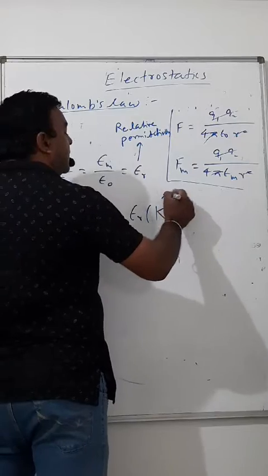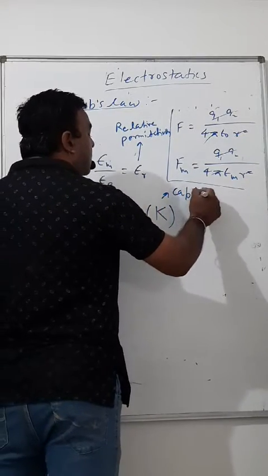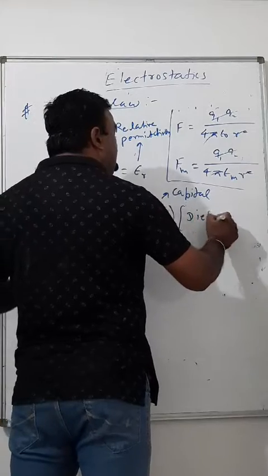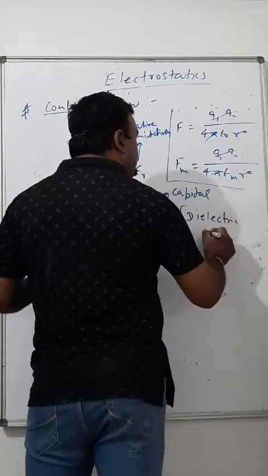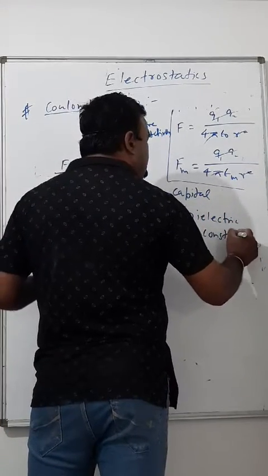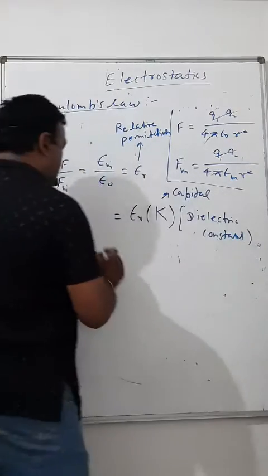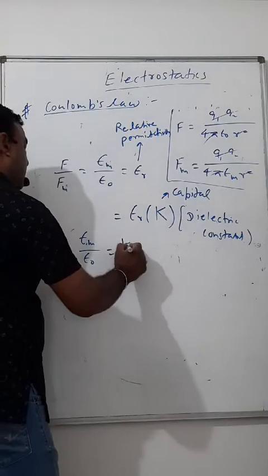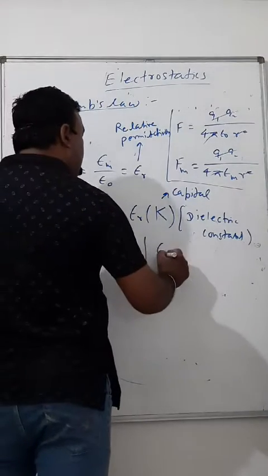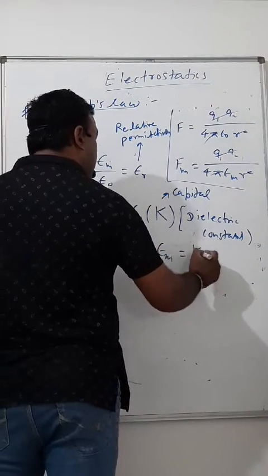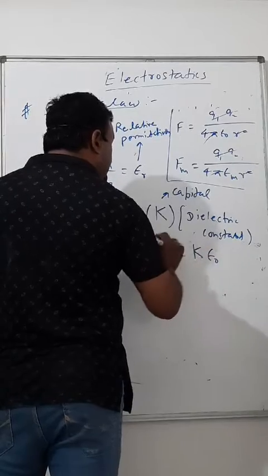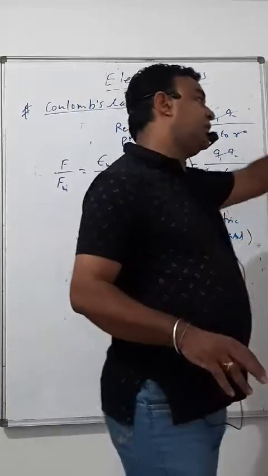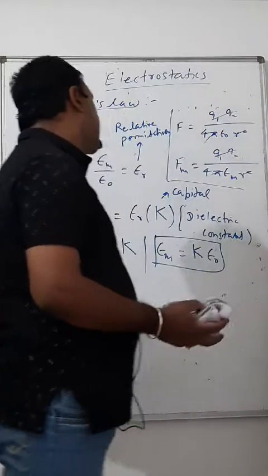Now this is capital K. This is called dielectric constant. That means epsilon m upon epsilon naught is equal to capital K, and in place of epsilon m, I can write K epsilon naught. This formula is very important to solve lots of numerical problems.